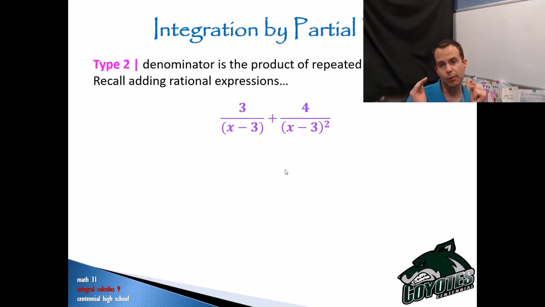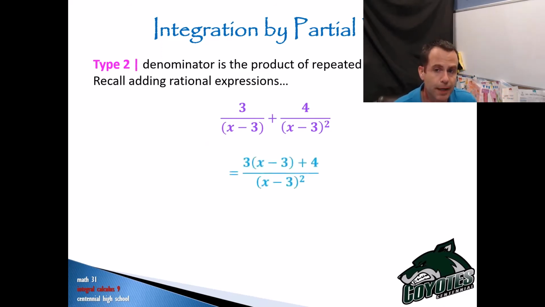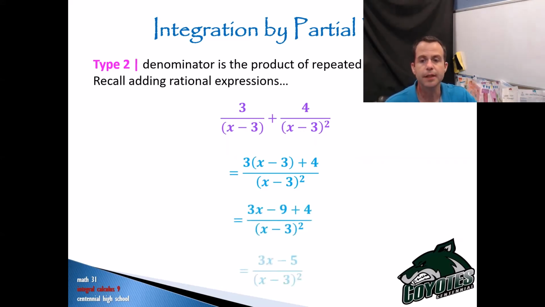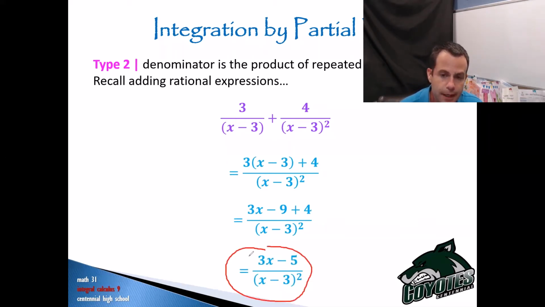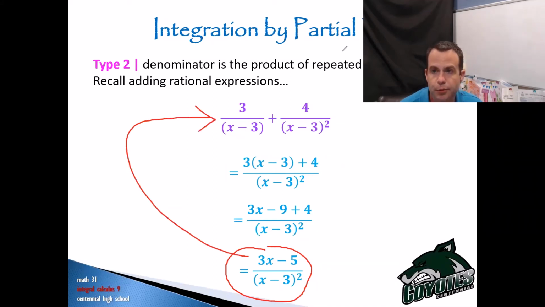For this one, I want to look at what 3 over x minus 3 plus 4 over x minus 3 squared would be. Well, my common denominator would be x minus 3 squared, and I only need that on the front fraction. So I'm going to take the front fraction and multiply top and bottom by x minus 3, and that would give me 3 times x minus 3 plus 4 over x minus 3 squared. Now that's 3x minus 9 plus 4, which is 3x minus 5 over x minus 3 all squared. So the name of the game is, how do I go from there back to there? That's what we're trying to figure out.